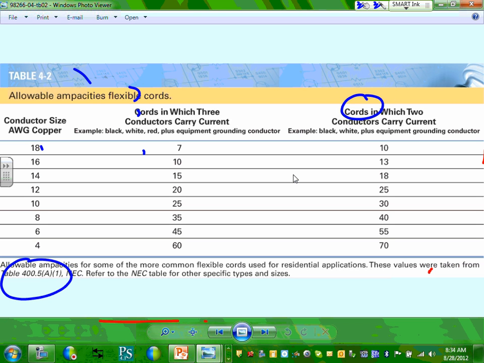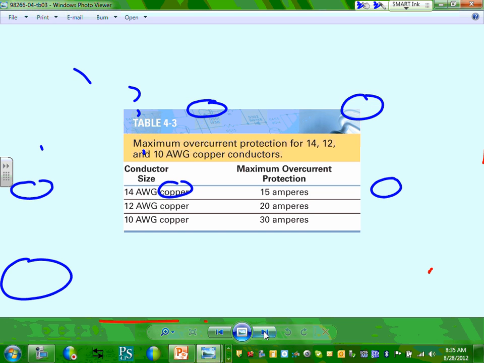400.5(A)(1) for cords. For example, if you have a cord with number 12 conductors, and a cord with 3 conductors in it, how many amps can this cord carry? 20. If it's a cord with 2 conductors, how many amps can this cord carry? 25. Obviously, we don't use cords for permanent wiring. We use them to tie to equipment. This becomes very handy for commercial projects, guys, when you have a cord and you tie from a bus duct into a machine. We use them a lot. I don't see any use for them in a dwelling.